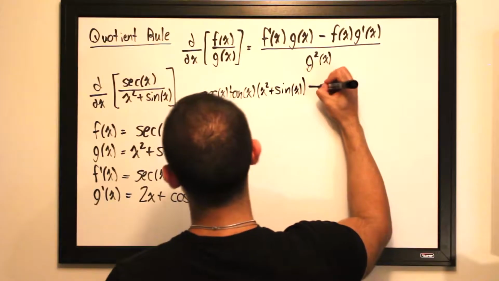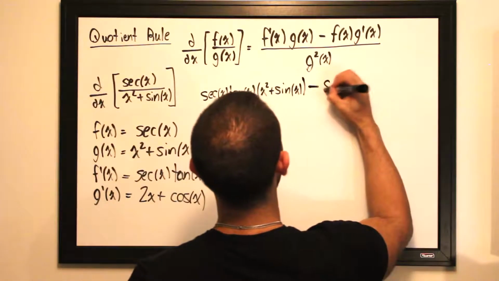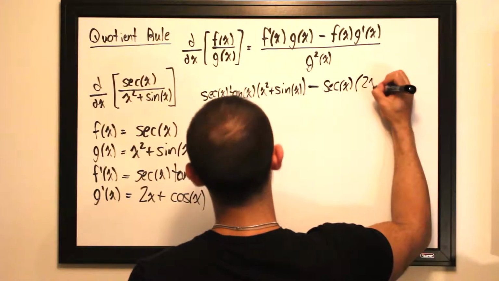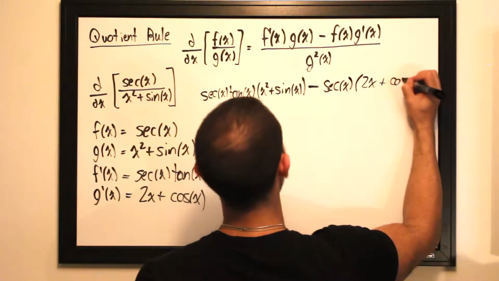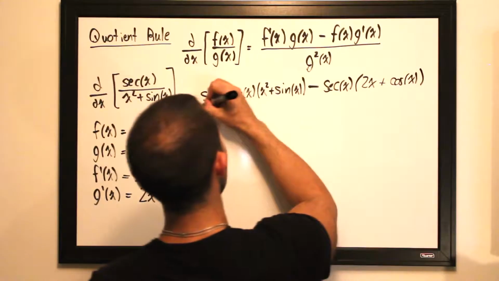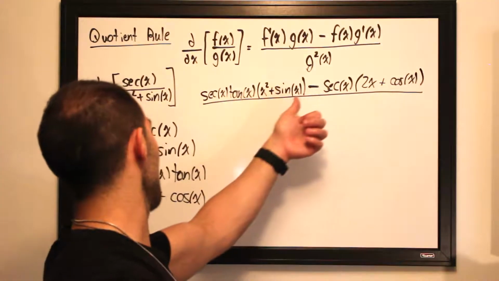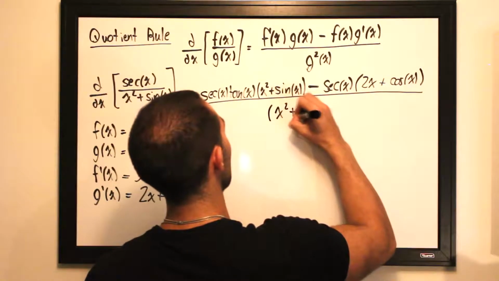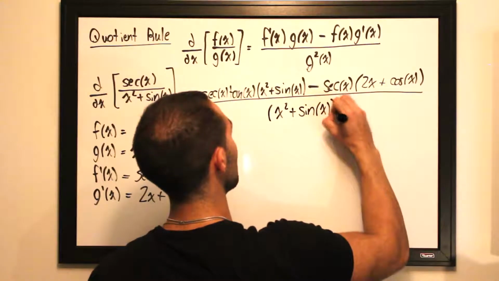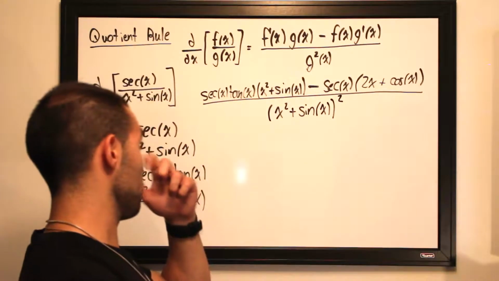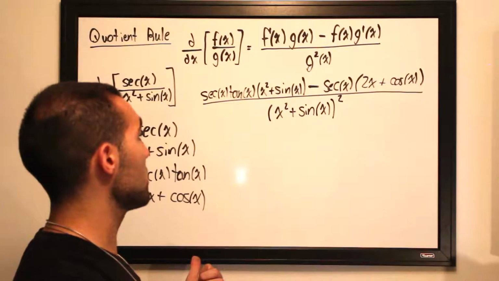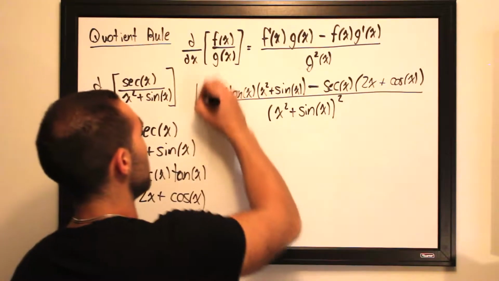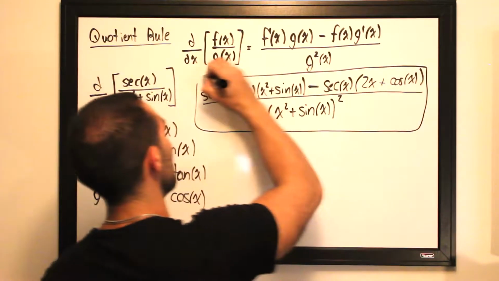Then we're going to subtract off f times g prime, which is secant of x times 2x plus cosine of x. All of this divided by g squared. Our g is x squared plus sine of x. So we can just write that out as x squared plus sine of x and then square the entire thing. Now we can factor out a secant of x. However, this looks pretty much done. This is already full marks on any test. So this would be the full derivative of our initial function.